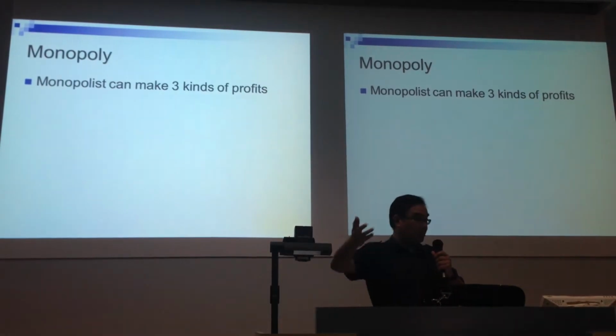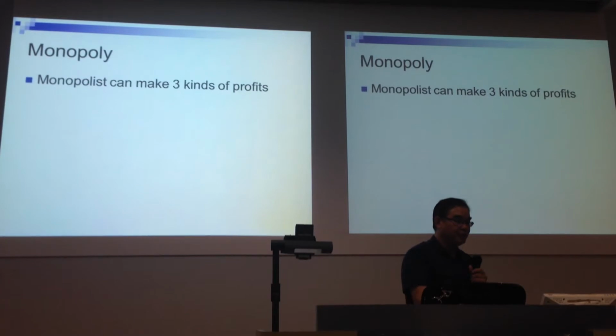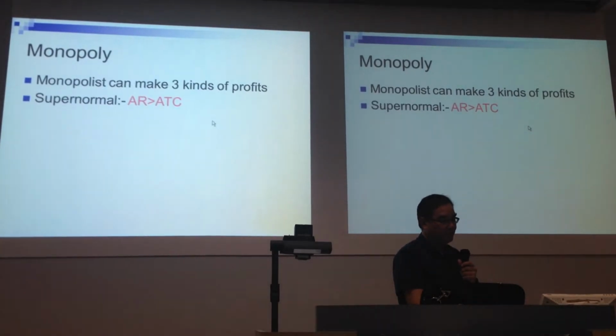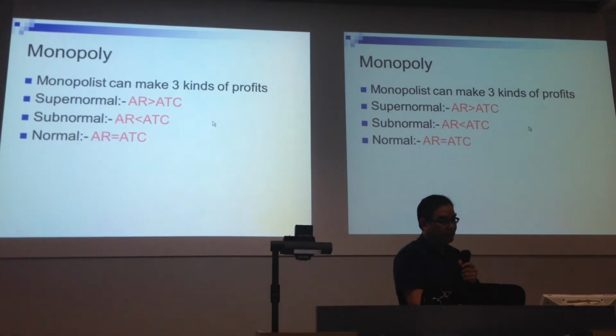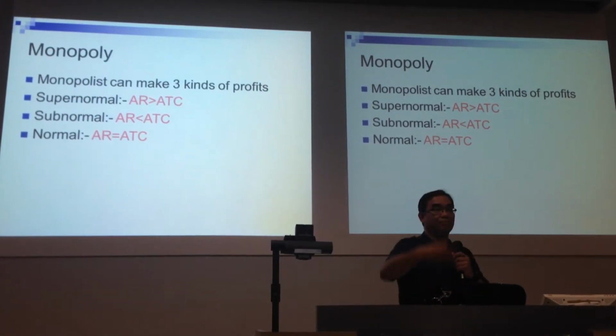So like monopolistic competition and perfect competition, a monopolist can earn three different kinds of profits: supernormal, subnormal, or normal profit. And the conditions are the same, okay, as with the previous market structures.